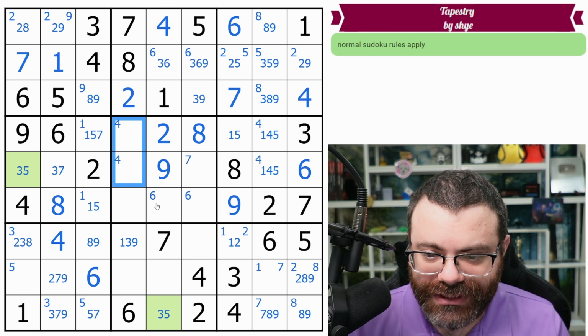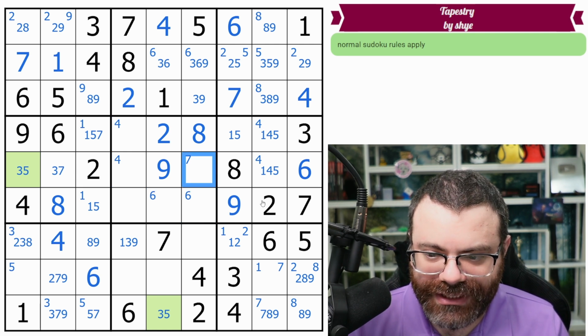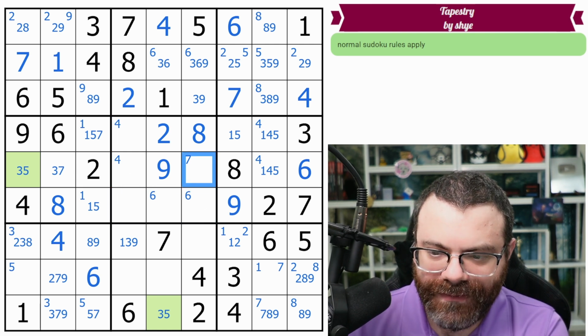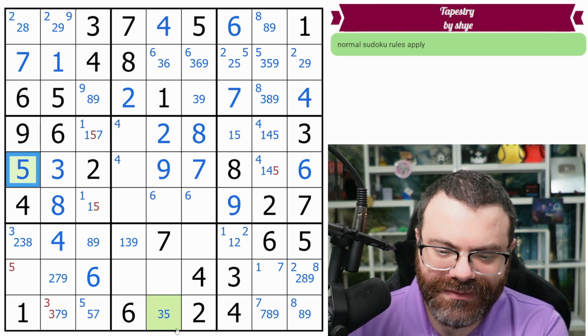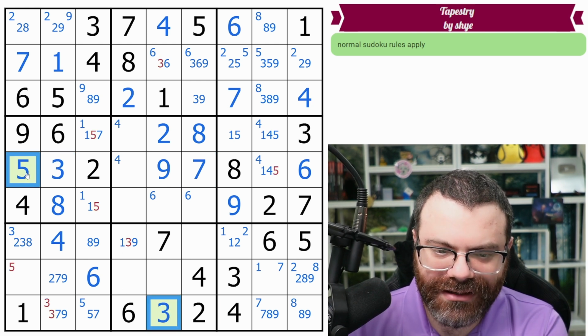4's here, 4's here, 6's. Oh, the 7. 7 got placed. Darn, I missed that. Okay, that's a 7. That's 3. That's 5. That was it. Now, I had the screen for a reason. That makes that a 3.